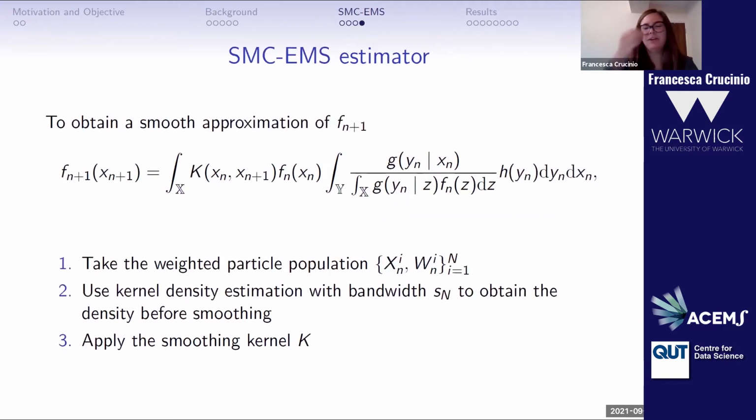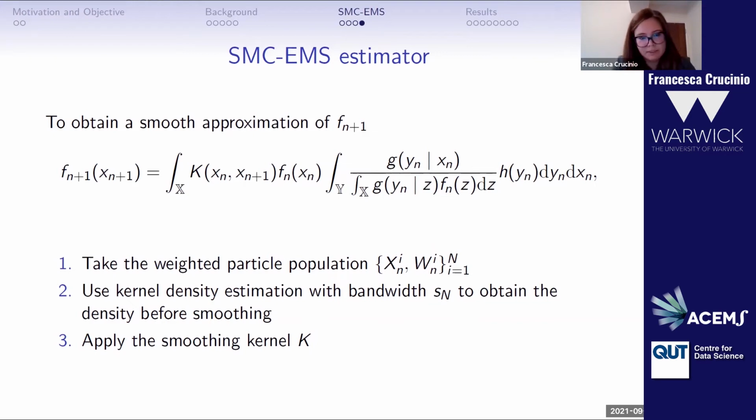You might wonder, I talked a lot about how we want smooth estimates, so the EM is not suitable, but then given the SMC algorithm that I described, it looks like we end up with a set of particles, which is not really smooth per se. So to obtain a smooth approximation of this F n plus 1, we combine our particle system with kernel density estimation.